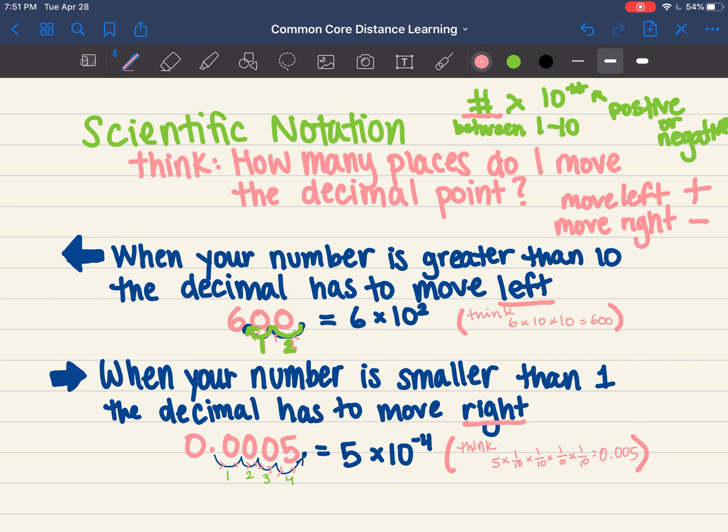So this is another way to write 6 times 10 times 10. Let's think about 6 times 10. That's 60. 60 times 10 is 600. So we can check our work to make sure it's correct.